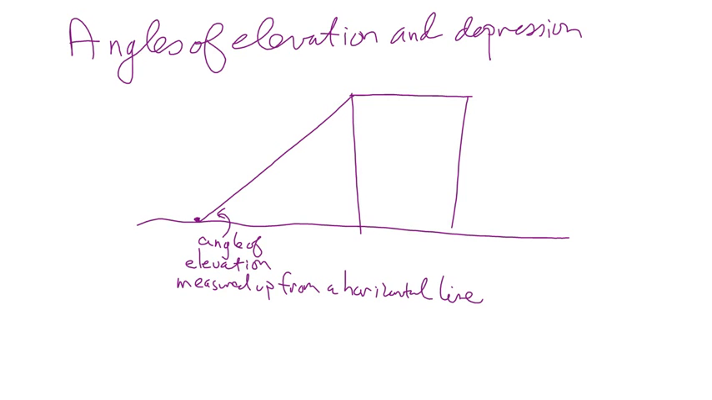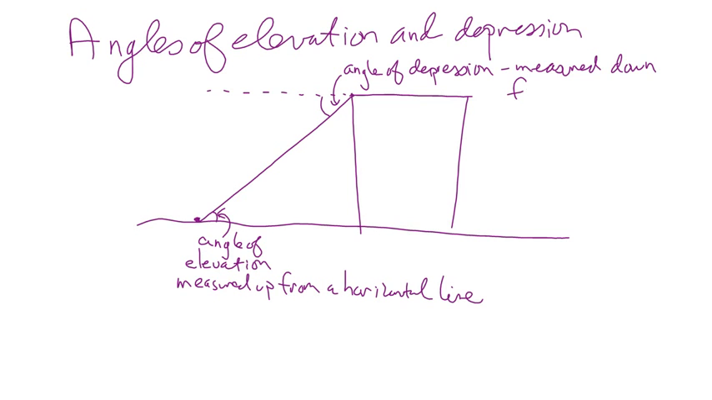Your angle of depression is this angle in here. Do you know the angle? Okay, that angle in there. It's measured down from a horizontal line. So it's outside the triangle, right? You notice if we're talking about this triangle here, the angle of depression is not inside the triangle. It's not in here. So angle of depression, measured down from a horizontal line.